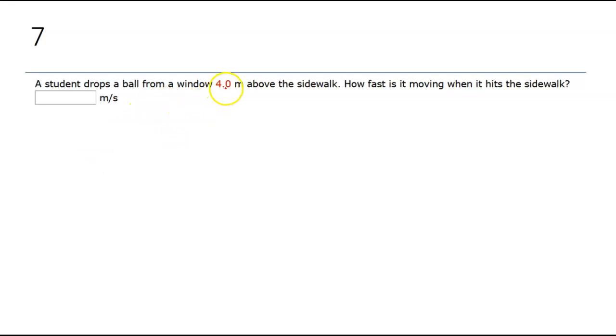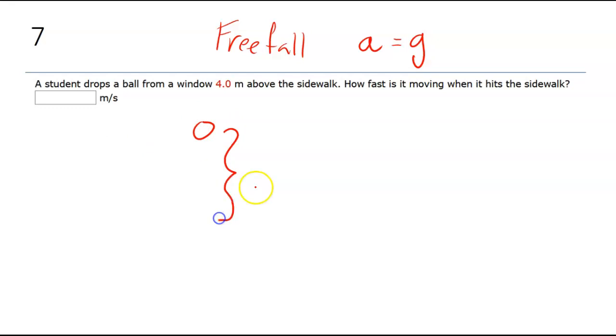So for projectile, any kind of projectile free fall motion, free fall is just going to correspond to when our acceleration is equal to gravity, where that acceleration is approximately 9.8 meters per second squared downward. So I have a ball. It falls a distance of 4 meters.